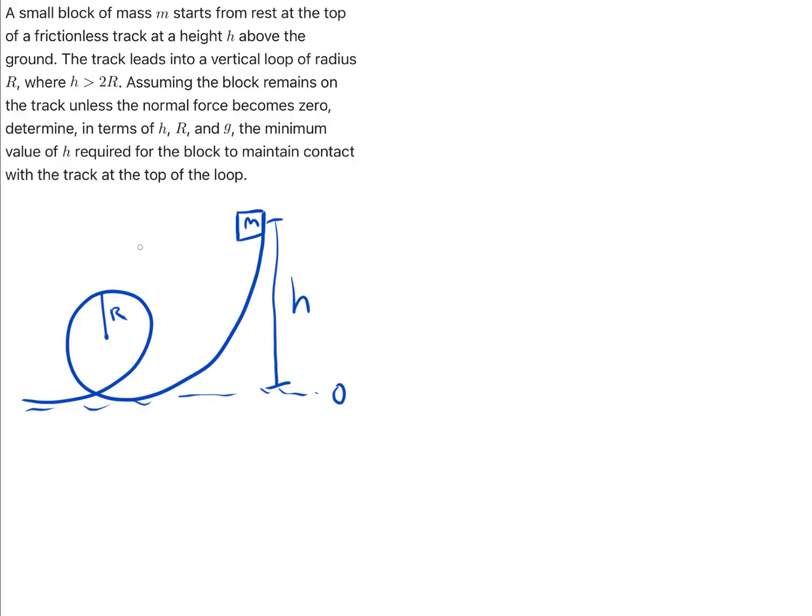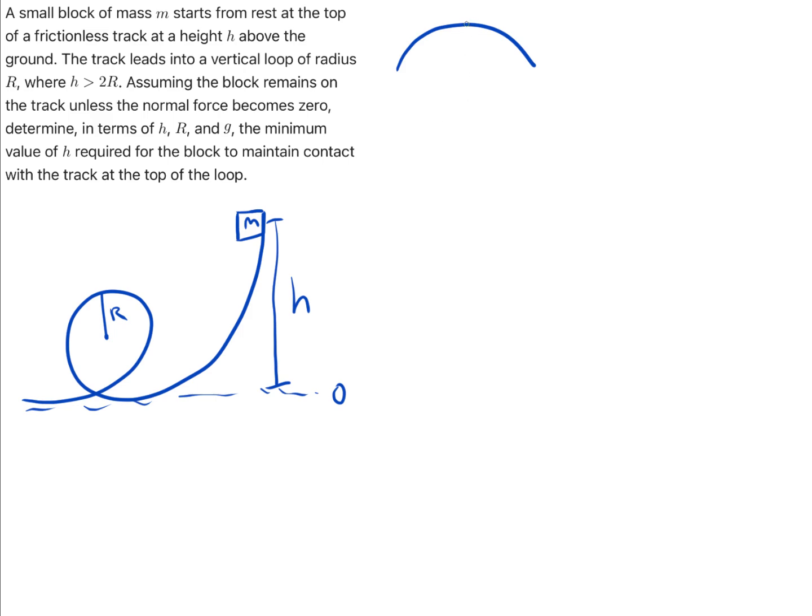g, the minimum value of h required for the block to maintain contact with the track at the top of the loop. So first, let's just think about what this condition is. It wants the block to maintain contact at the top of the loop. And it says that the block remains on the track unless the normal force becomes 0. So maybe it might help to draw a free body diagram first and visualize what would be happening to the block as it travels along the loop.